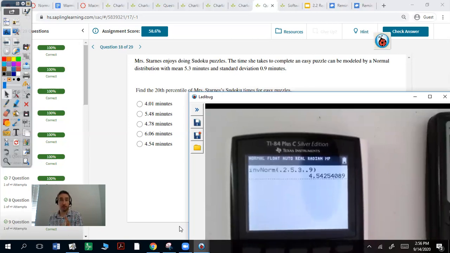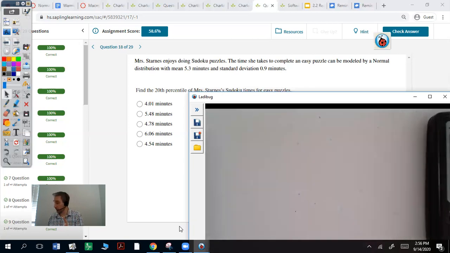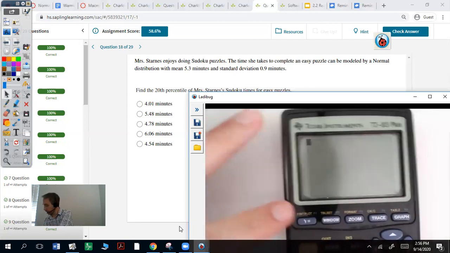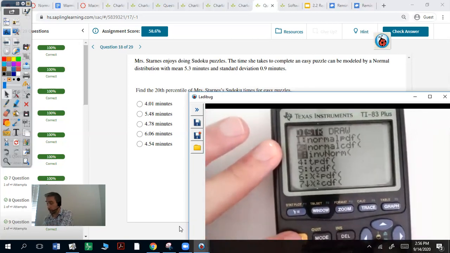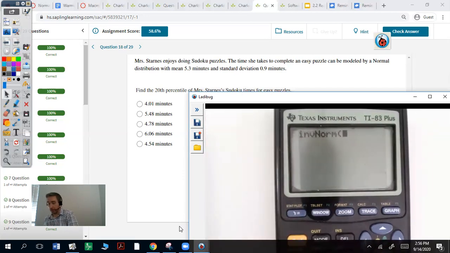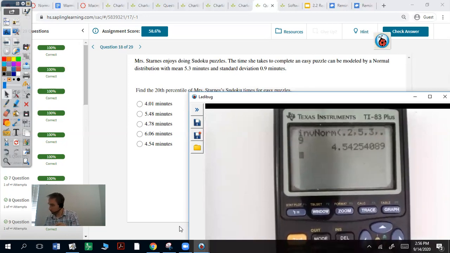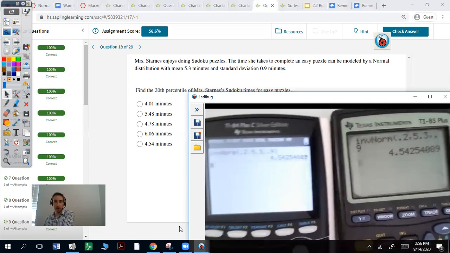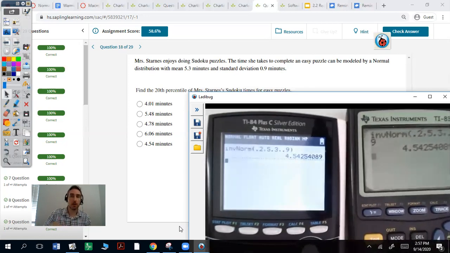That's going to be 4.54. You can do it on here too. Remember, we have inverse norm, second vars, third option, but you have to input with commas. So you'll do 0.2, comma 5.3, comma 0.9. Inverse norm gets the value, normal CDF gets the percentage.